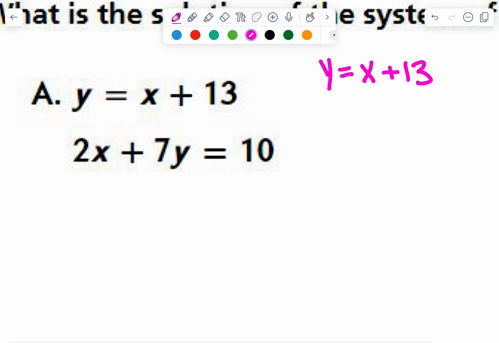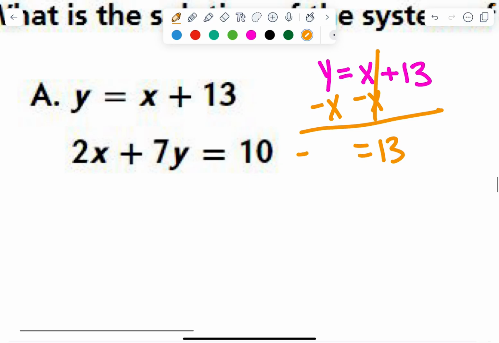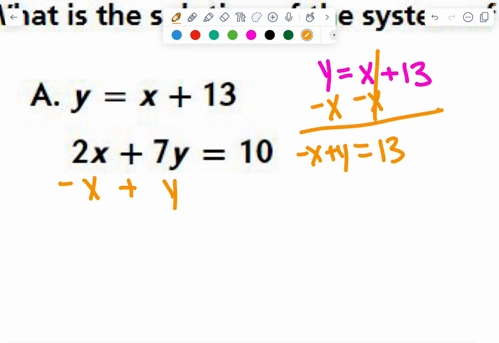If we want x and y on the same side, I'm going to get rid of x. So I'm going to subtract x from both sides. So now I'm going to have 13 equals, and then x is first in the other equation, so I'll have negative x plus y. Now I'm going to write that underneath the other equation. All right, so our equations are in the same order, but we still don't have opposites. So I'm going to make these two opposites.